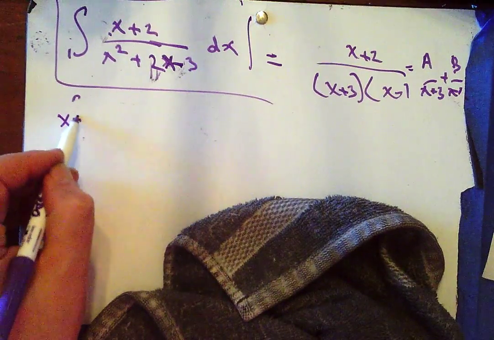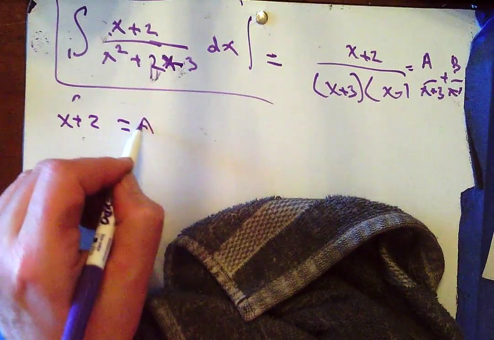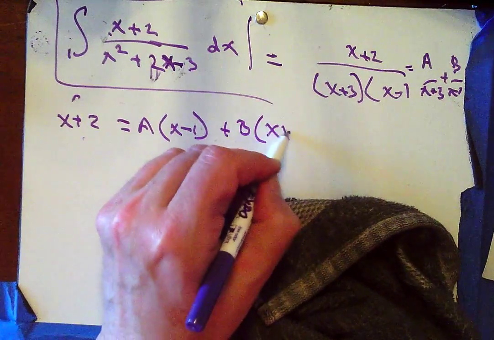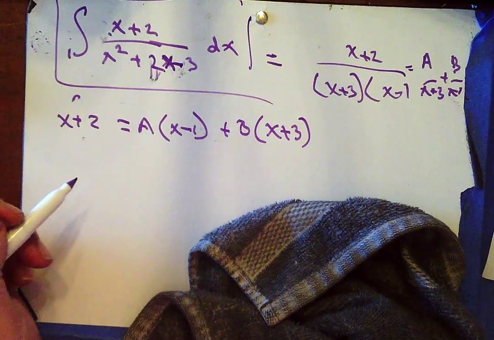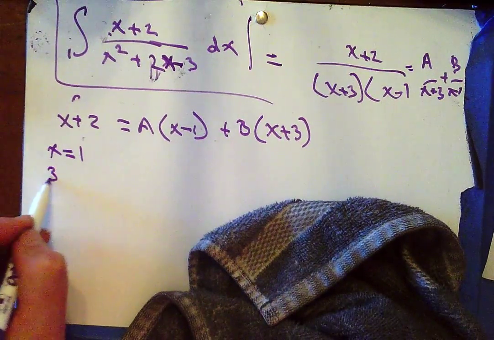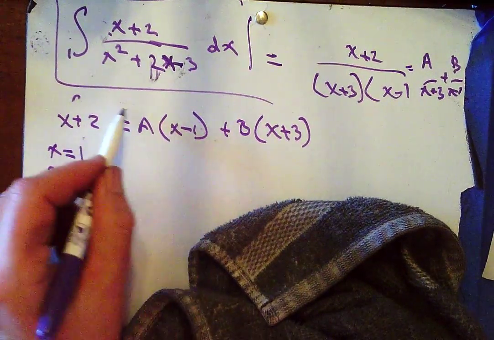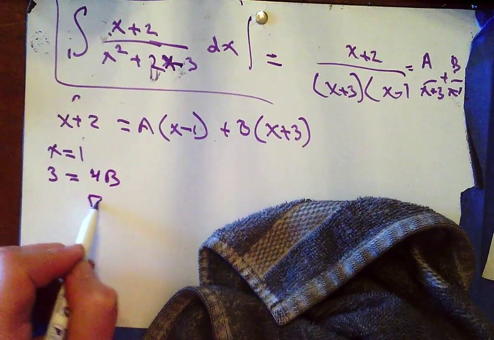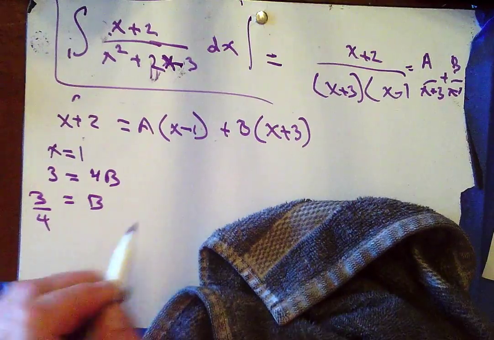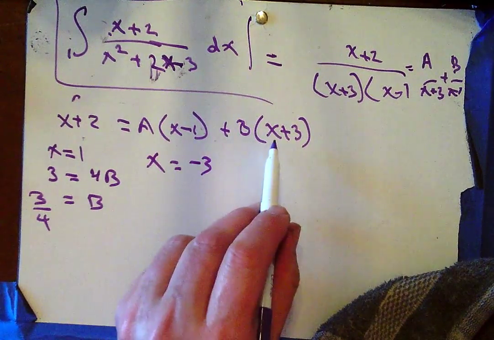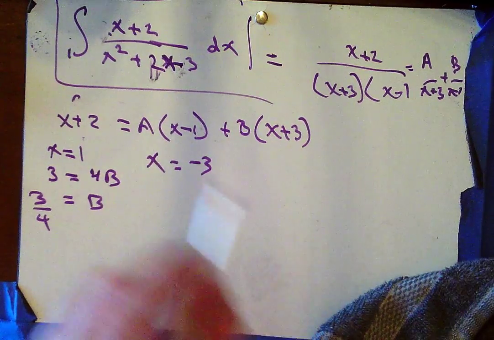So with partial fraction decomposition, I get this plus this. I've got two magic numbers. x equals 1: 1 plus 2 is 3, 1 minus 1 is 0, that goes away, 1 plus 3 is 4b. So b equals 3/4. And if I make x equal to negative 3, negative 3 plus 3 is 0, that goes away.